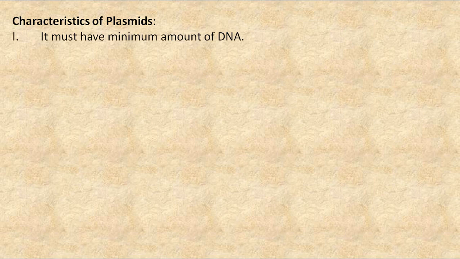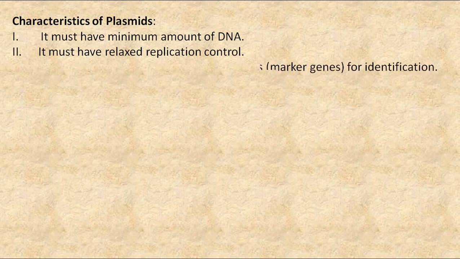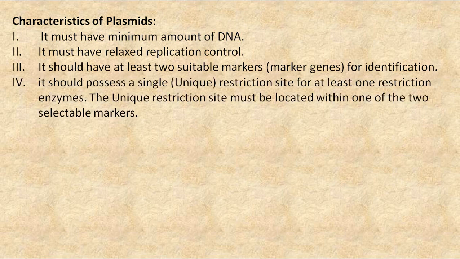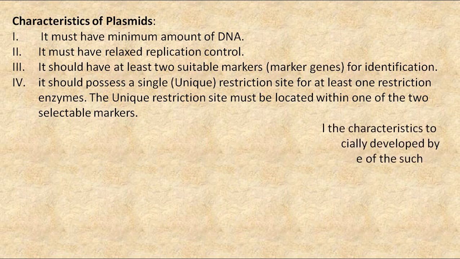Now let's see the characteristics of a plasmid. It must have a minimum amount of DNA. It must have relaxed replication control. It should have at least two suitable markers for identification. It should possess a single restriction site for at least one restriction enzyme. The unique restriction site must be located within one of the two selectable markers.